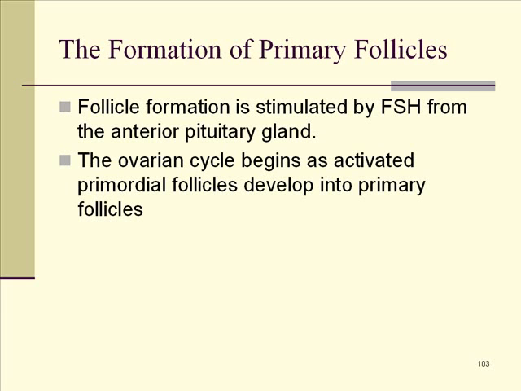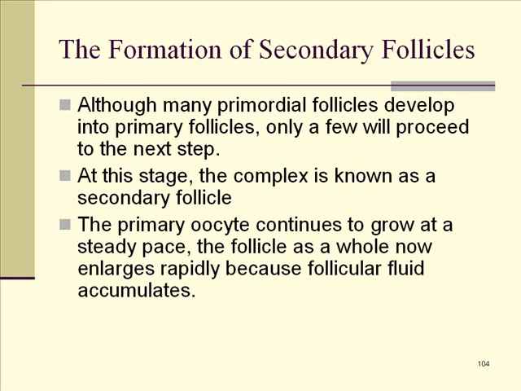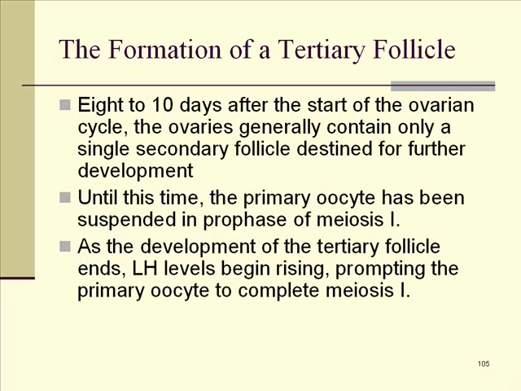The ovarian cycle begins, it is activated, and then it activates these immature primary follicles to develop into mature oocytes. As we see the primary follicles develop over time, in the early development and after meiosis 1, we see the development of a secondary follicle. The primary oocyte then continues to grow at a steady pace and will rapidly develop into a mature follicle. About 8 to 10 days after the start of the ovarian cycle, the ovaries generally contain only a single secondary follicle destined for further development.